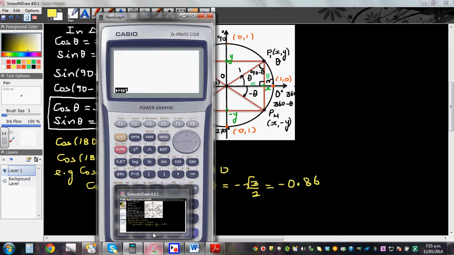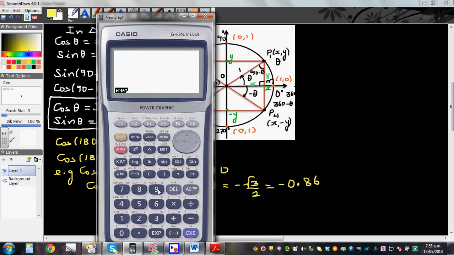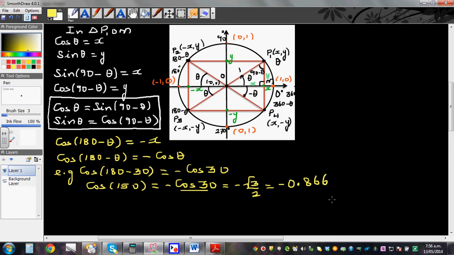Okay, so let me show you this. So if you go cos 150 is minus 0.87 in 2 dp or 0.866 in 3 dp. Let me do it again, cos 150, and that is minus 0.866, and minus cos 30 will be the same answer. Okay, so this is minus 0.866.